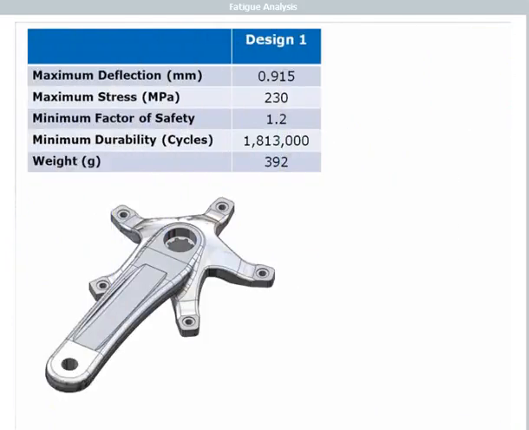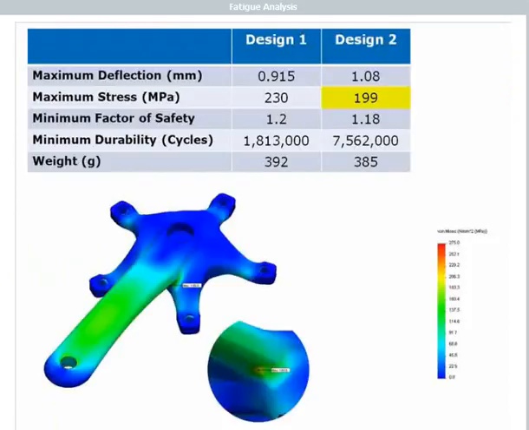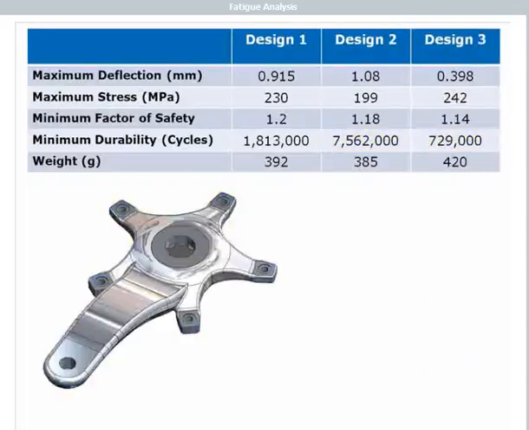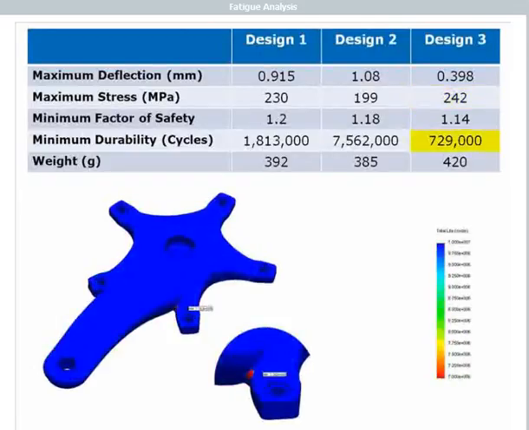Let's now compare the first design to the other 2 designs. For the second design, we can see that the maximum stress is well below yield at 200 MPa. When we look at the durability, it's at 7.5 million cycles, just above our design goal. For the third design, the maximum stress is again below yield. But when we look at the durability, it's far below our design goal at only 730,000 cycles.